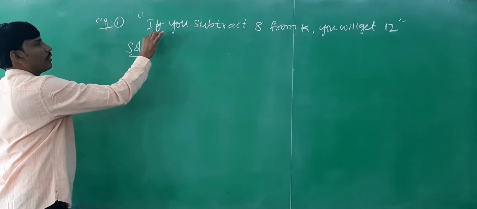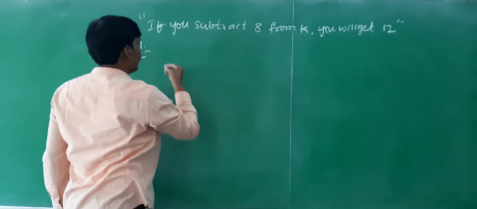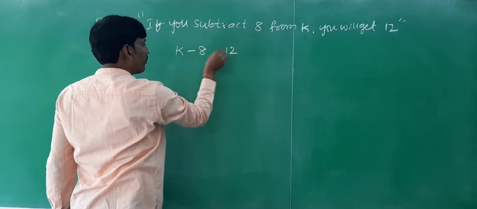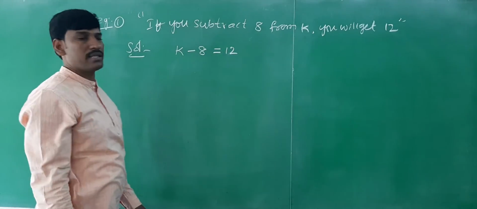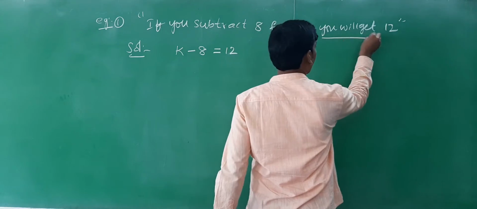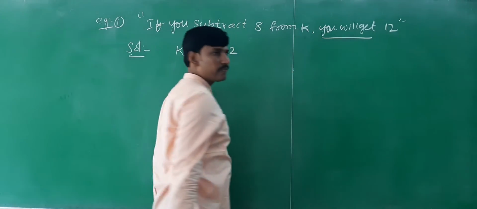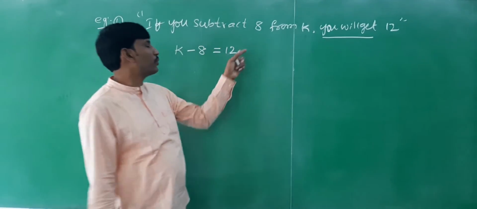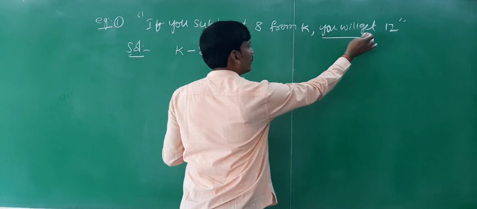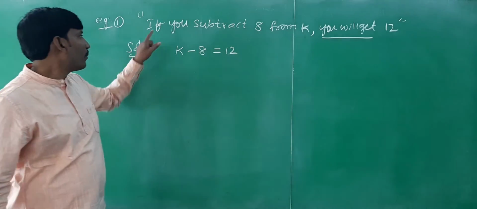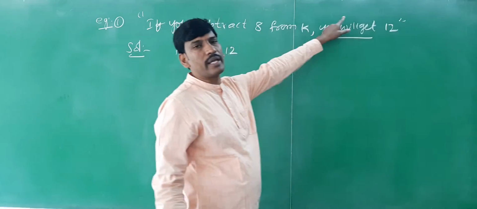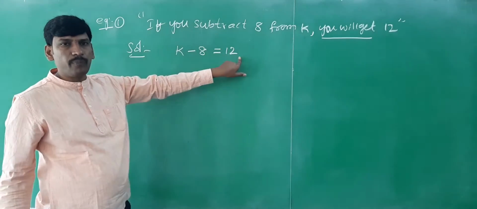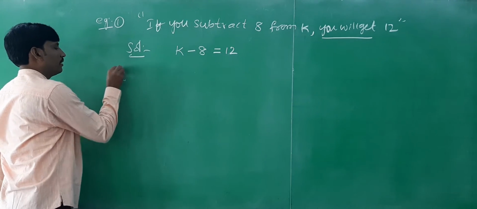Solution. If you subtract 8 from k, so k minus 8, you will get 12. In between these two, we need to keep the equality sign. You will get means this is the result. You need to write the equality sign between these two. Clear, children? When we subtract 8 from k, you will get 12, that is k minus 8 is equal to 12. Right? Now next statement.